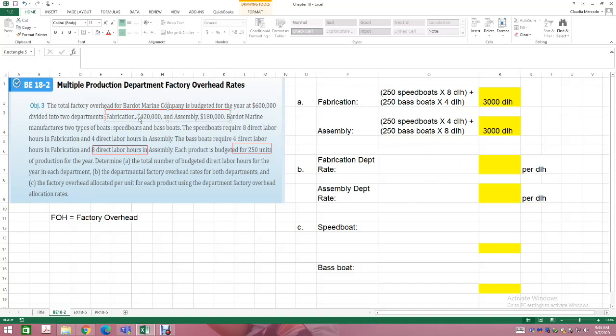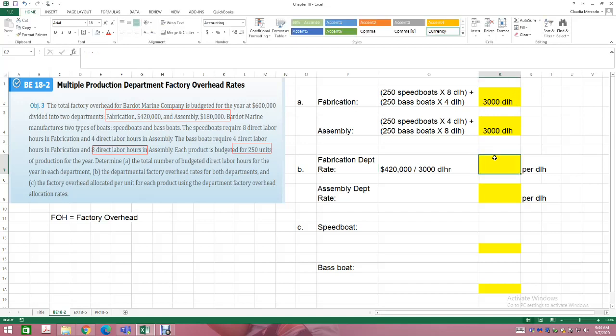So I know that in the fabrication department, we've budgeted $420,000 in total factory overhead for that department. So I'm going to get the $420,000, and I am going to divide that by the number of direct labor hours that we anticipate having, which we calculated up here. The fabrication is 3,000 direct labor hours.